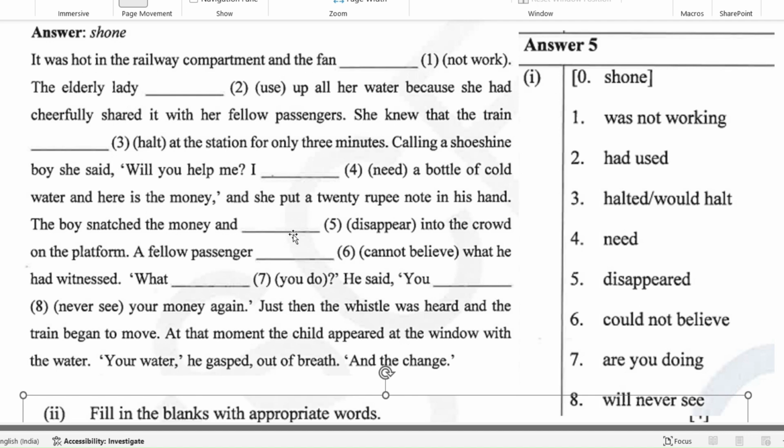5, and disappeared. This is simple past tense, snatched and disappeared. 6, simple past tense, could not believe. 7, direct speech, so what are you doing? 8, he said you dash your money again, will never see. This is simple future tense, will never see your money again.